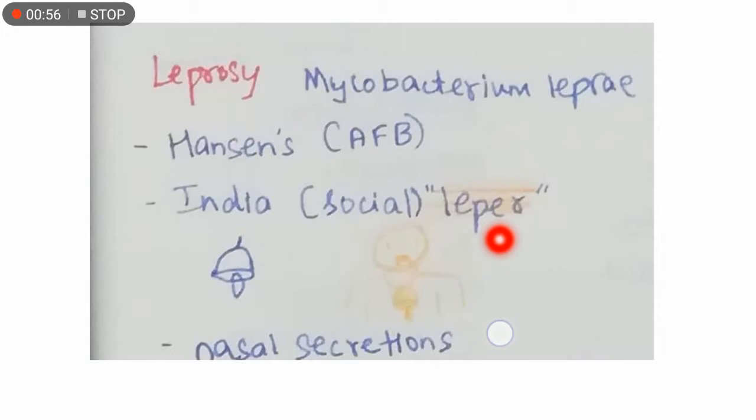So this is to emphasize the fact that leprosy is more of a social problem rather than a medical condition or a surgical condition. It's caused by Mycobacterium leprae and it's also called Hansen's disease, and they are acid fast bacilli, of course.